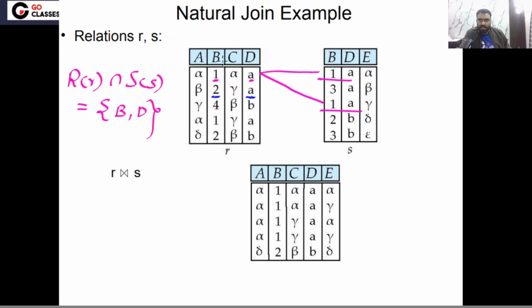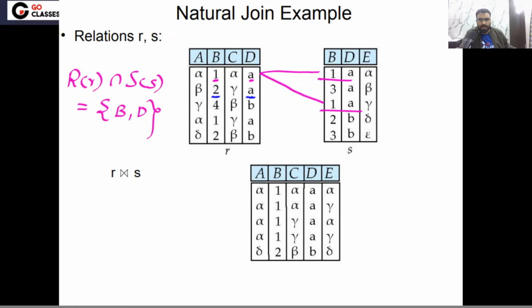See, in this second tuple the B value is 2. In this table the B value is 2, but remember the common attributes are BD. We have to check the equality of all the common attributes. If the common attributes are B comma D, then we have to check the equality of both common attributes B comma D. So you can see this tuple will not combine with any tuple of S.